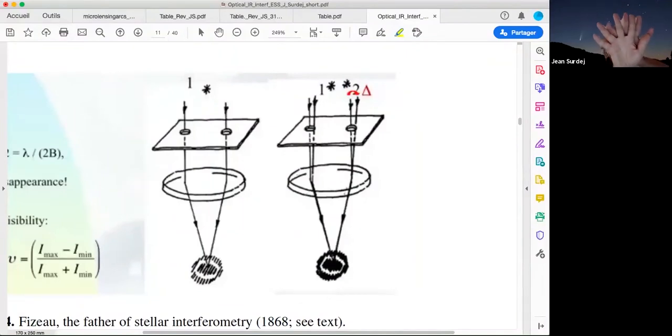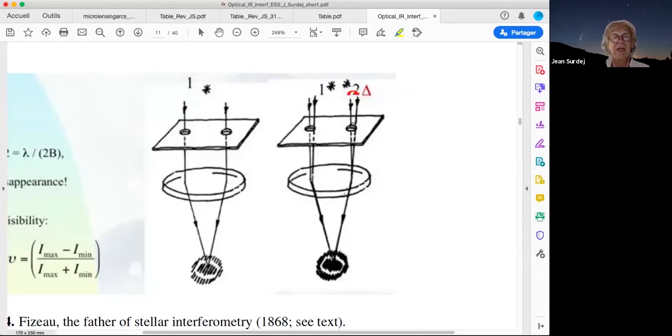Separation, you see that the bright fringes of one should come in the dark fringe of the other. So the contrast of the fringes should totally disappear. And so he said, wow, this is a nice experiment because you could measure angular diameter of stars or binary stars with an angular separation, delta, which is equal to half the value of the interfringe separation. And the interfringe separation, you remember, is lambda over B, where B is the baseline.